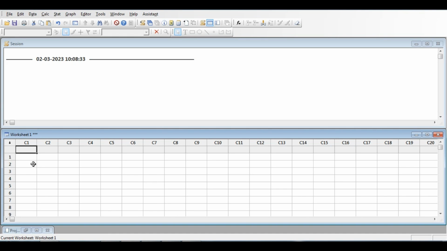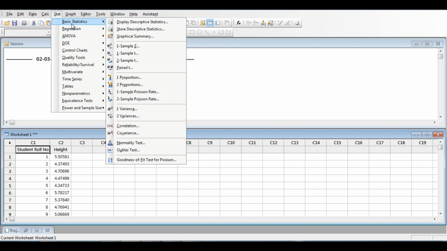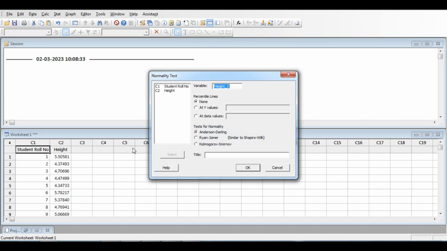Now let's take this data to Minitab and understand how we can do the normality test. I go to Stat, I go to Basic Statistics, and here is the option for normality test. It says, determine whether your data follow a normal distribution, used when you have continuous measurements such as length or weight. I will double click on height and click OK.